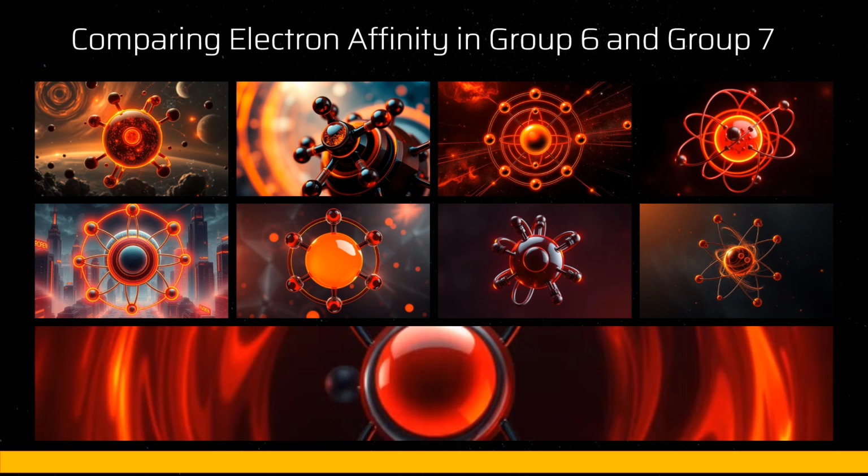Now, let's take a closer look at the electron affinities in Group 6, the oxygen family, and Group 7, the halogens. You'll notice that halogens tend to have higher electron affinities compared to Group 6 elements. Why is that? It's because halogens are just one electron away from filling their outer shell, which makes them eager to gain an electron and achieve a stable configuration.